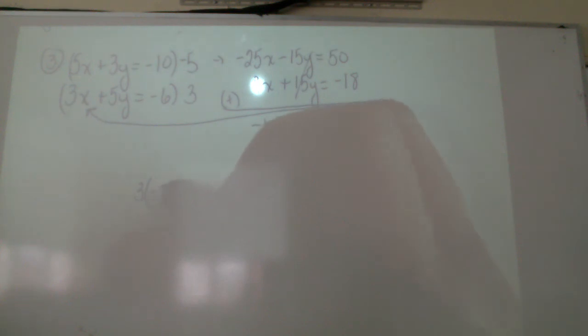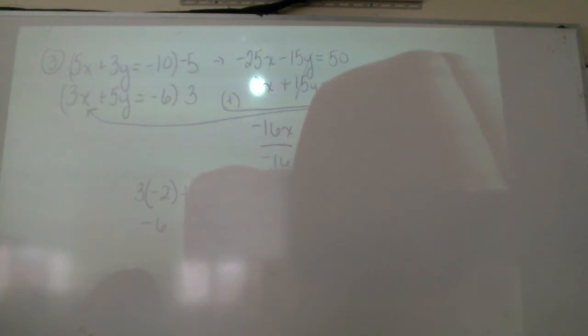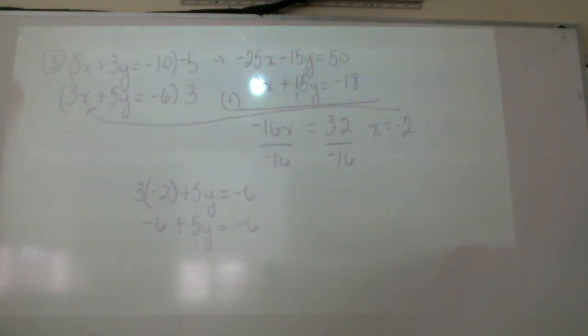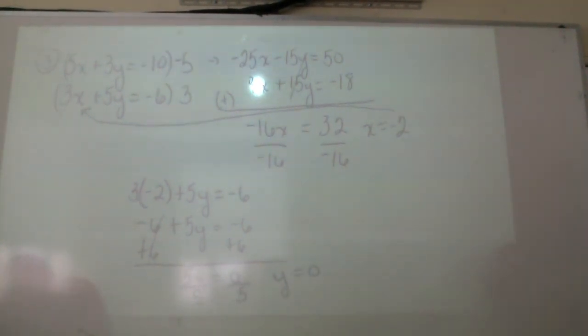So I have 3 times -2 plus 5y is equal to -6. That should be a -6 there. Let's make sure that's clear. I've got -6 plus 5y is equal to -6. Then I'm going to add 6. I've got 5y is equal to 0. And this is fine. You can have 0 as an answer. Don't think it's a no solution just because it's a 0.